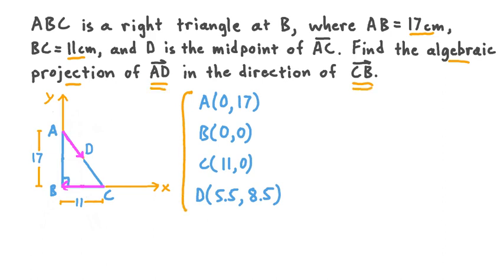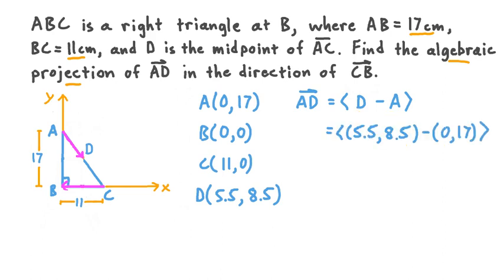Vector AD is equal to the coordinates of point D minus those of point A, all in vector form. When we substitute in for the coordinates of points D and A, we find that this subtraction gives us a result of 5.5 and negative 8.5. These then are the x and y components of vector AD.